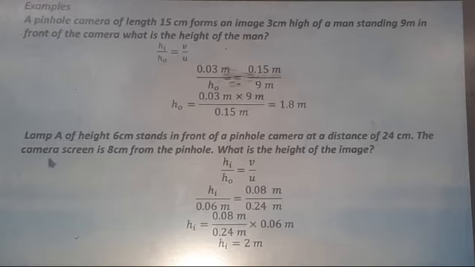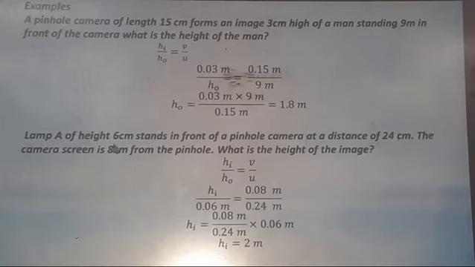Example 2. A ramp A of height 6 meters stands in front of a pinhole camera at a distance of 24 centimeters. The camera screen is 8 centimeters from the pinhole. What is the height of the image?